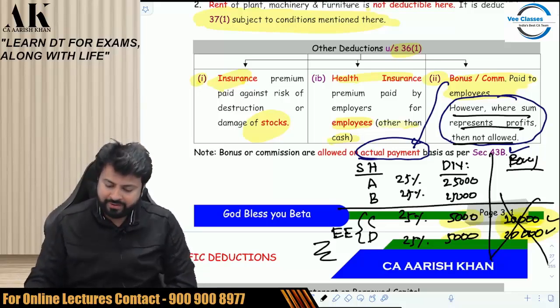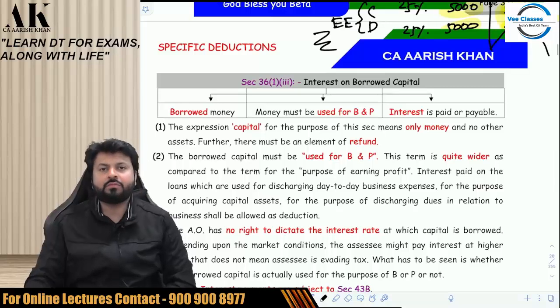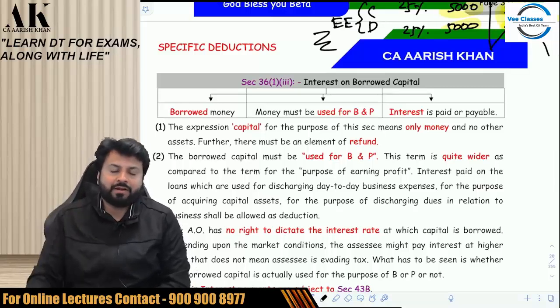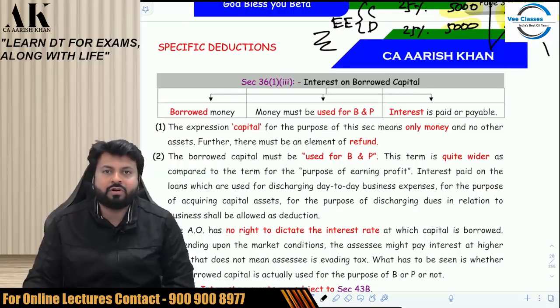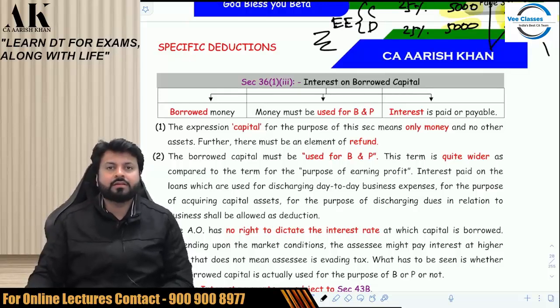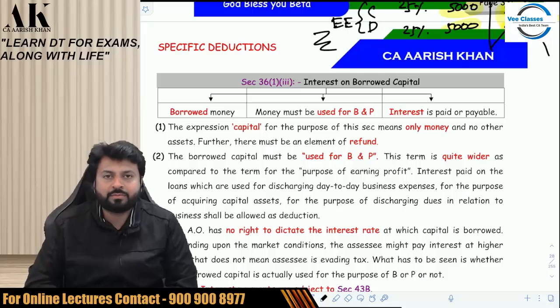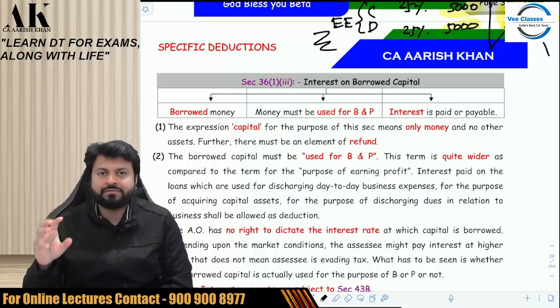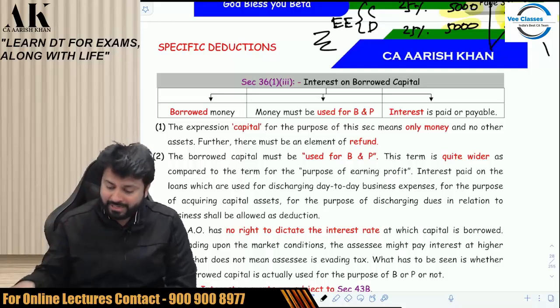Now let's go ahead with the next deduction, which is one of the most important deductions in practical life as well as for academic life at both the levels. That is interest on borrowed capital. So do we get deduction of interest on borrowed capital? Definitely yes. Sir, what do I mean by borrowed capital? Borrowed capital means first of all only money, money and money. It does not include any other thing.